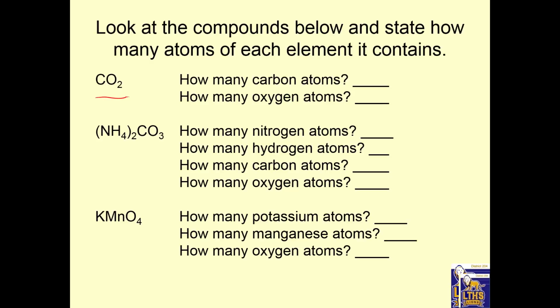Here's a compound, carbon dioxide. How many carbon atoms? 1. How many oxygen atoms? 2. How many nitrogen? This is ammonium carbonate. There's a nitrogen right there, but there's a 2 on the outside to multiply. So there's 2 nitrogen atoms, 8 hydrogen atoms, a carbon, and 3 oxygen. Here's 1 potassium atom, 1 manganese atom, and 4 oxygen atoms. So you should be able to count how many of each kind of atom are in compounds.